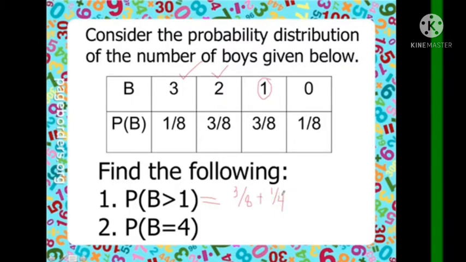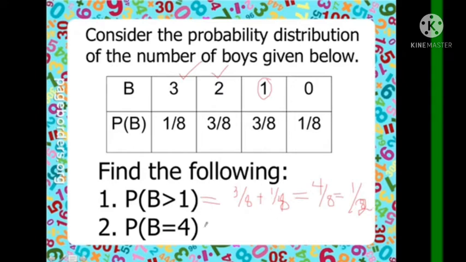I'm sorry, this is 8. That's 1 over 8, right? So, i-add natin yung dalawa. 3 plus 1 is 4 over 8. Or simply, it's equal to 1 half. So, ibig sabihin, the probability na makukuha natin na boy na greater than 1 is equal to 1 half. Okay? So, that's the probability, or 0.5.